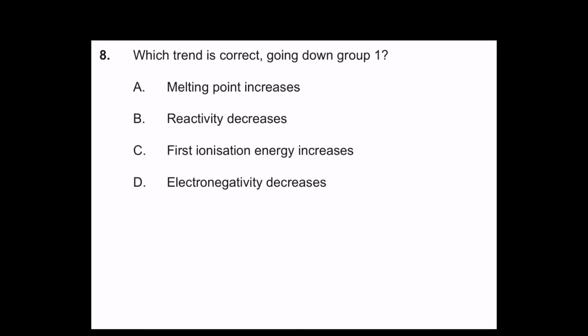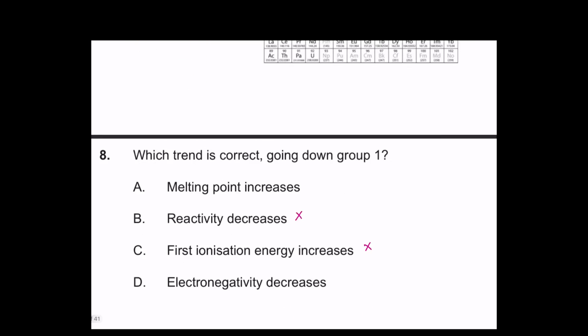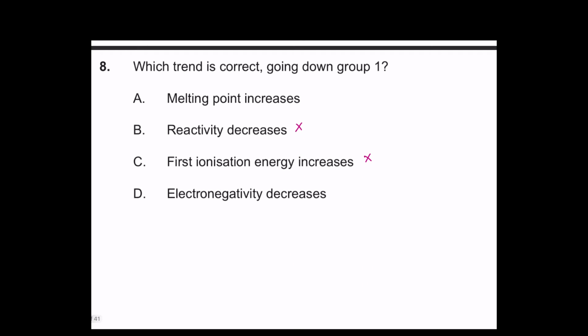So C cannot be the correct option. As ionization energy decreases, reactivity increases. That's the rule. So option B also goes away. Now, as we go down the group, the sizes of the atoms increase. As the size of the atoms increases, the van der Waals force decreases. If the van der Waals force decreases, the melting point and the boiling point will decrease. So option A is also incorrect. So we can say option D is the correct answer. Even if you studied the periodic properties, we know that electronegativity decreases as we go down the group. So this is all about question number 8.